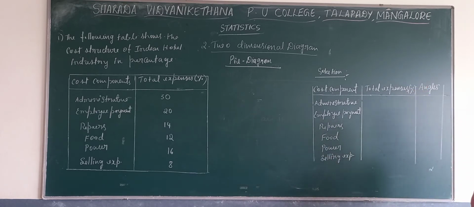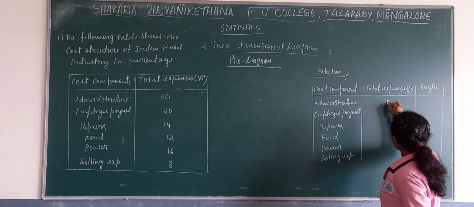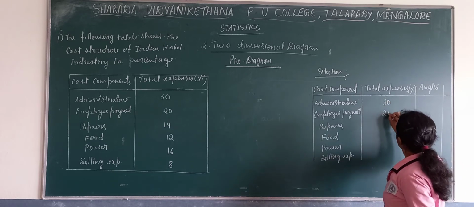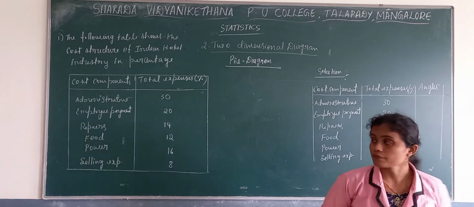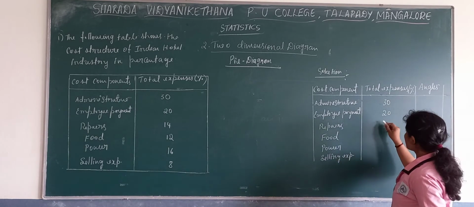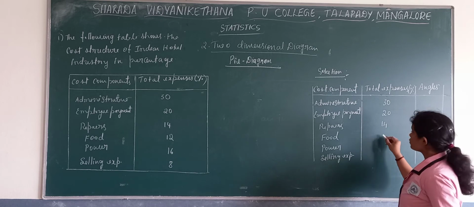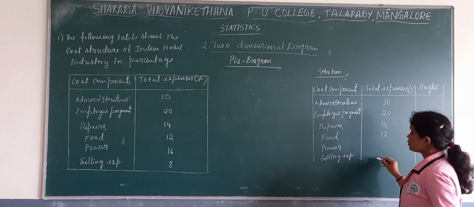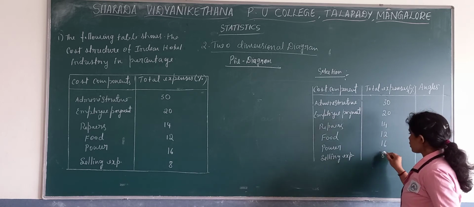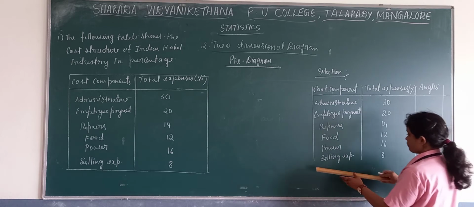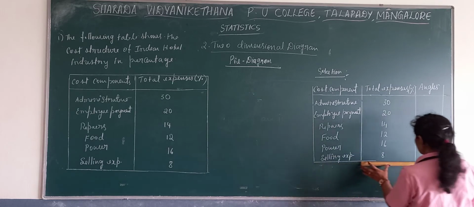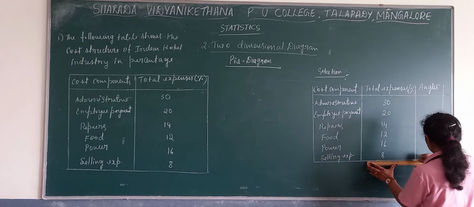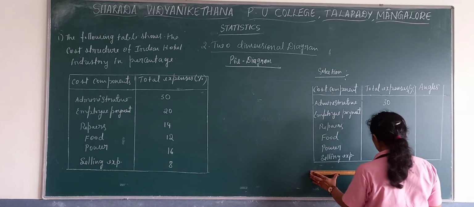Write the percentages: 30, here it is 20, then 14, 12, 16 and 8 here. Now we need to write the total here.